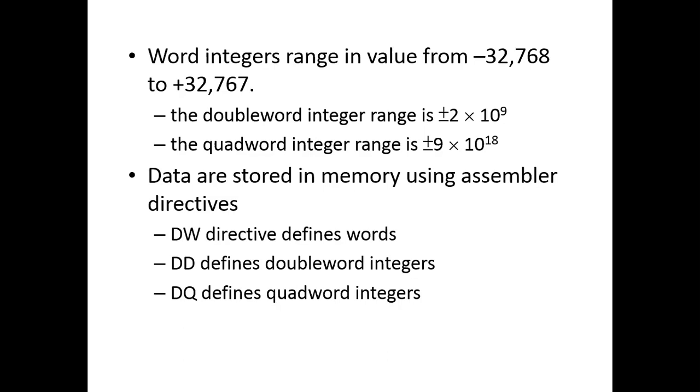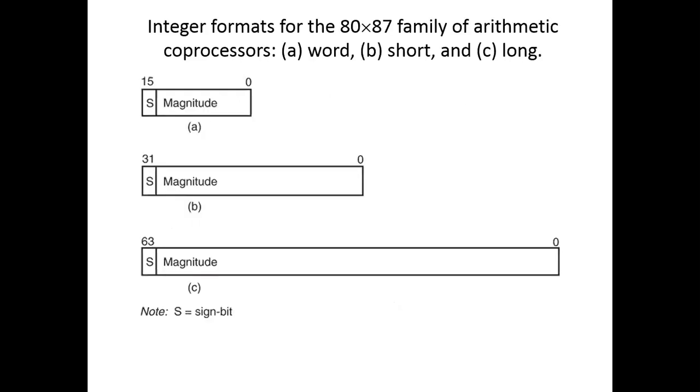These data types are stored in memory with the help of the following directives, that is DW, DD, and DQ. DW is define word, DD is define double word, and DQ is define quad word integers. We have already used these assembler directives in our assembly language programs in our lab experiments, so we are very much aware of them. These data types can be represented in pictorial form.